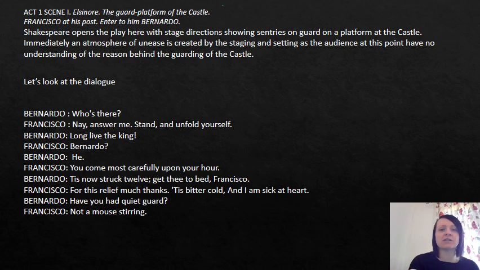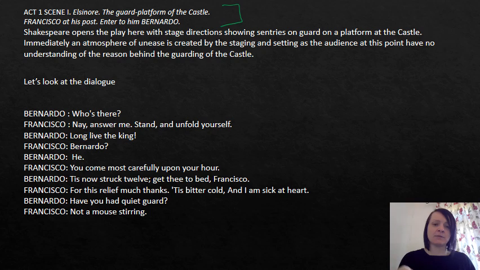So it says here, here's your stage directions, okay? So Elsinore, the guard platform of the castle, Francisco at his post, enter to him Bernardo, okay? So we look at the dialogue here. So we got, who's there? Nay, answer me, stand and unfold yourself. Long live the king. Bernardo? He. You come most carefully upon your hour. 'Tis now struck 12, get thee to bed, Francisco. For this relief, much thanks, 'tis bitter cold and I'm sick at heart. Have you had quiet guard? Not a mouse stirring.